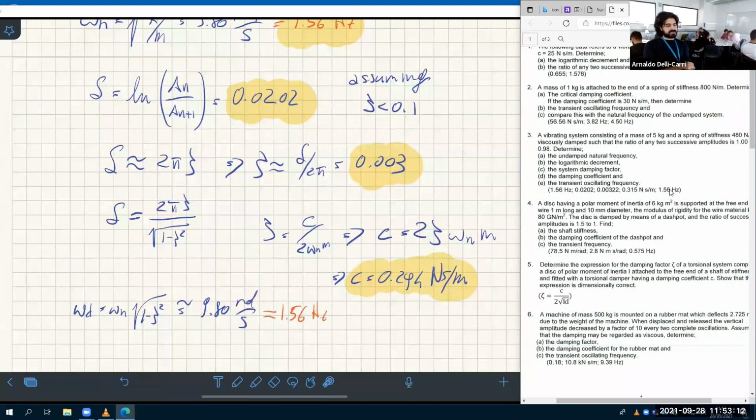So 1 minus zeta squared, this squared is a tiny number. 1 minus a tiny number is 1, and the square root of 1 is 1. So omega d is almost equal to omega n. So for the 2 digits approximation that we have used, it doesn't make any difference whatsoever.